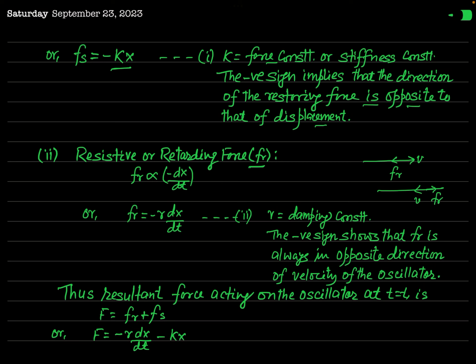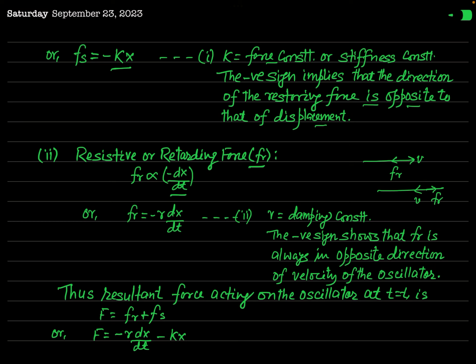And as you know, velocity at any time t has been defined by dx by dt. So this force is directly proportional to the velocity of the oscillator with respect to the medium. This is actually relative velocity. This is the velocity of the oscillator with respect to the medium. And since this retarding force opposes this velocity, it is directed in the opposite direction of the velocity.